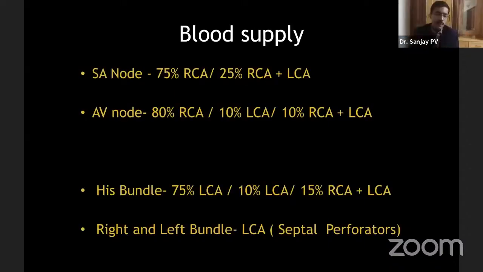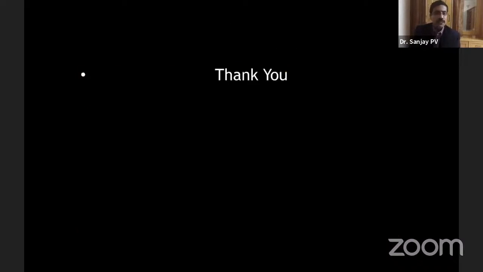Another point: the AV node and SA node are relatively more resistant to ischemia, be it hyperkalemia causing an AV block or ischemia. But the Purkinje fibers are very, very sensitive to ischemia. Once they are injured, the injury is long lasting. So that could be another point why we thought that it was ischemia related. Yes, sir. Thank you, sir.